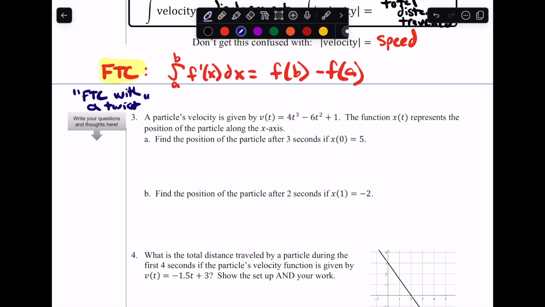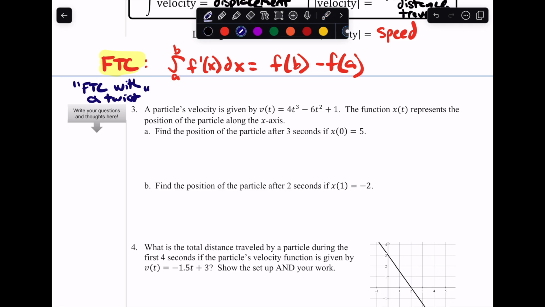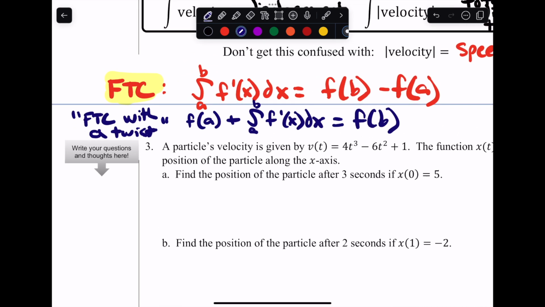And what's the twist? Literally what I'm going to do is I'm going to take the minus f of a, and I'm going to essentially add it to the other side of this equation, which means that if we're going to do that, then I'm going to have this equation which is f of a plus this integral from a to b of f prime of x dx is equal to f of b. Now this comes up in these particular problems with position, velocity, acceleration, because the f of a is essentially our initial position. This is our initial position.